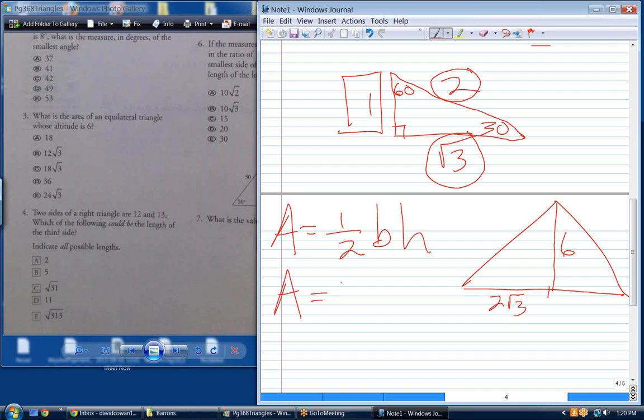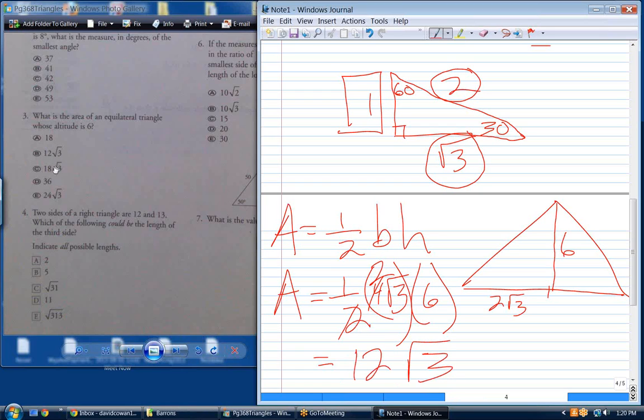Okay, well, we know quite a bit. We know the height, which is 6. What's the base? Well, the base is 2 times 2 square root 3, which is 4 square root 3. And what does that simplify to? Well, if you take half of 4 square root 3, wouldn't that be 2 square root 3? Okay. And then you have 2 square root 3 times 6. That would be 12 square root 3.